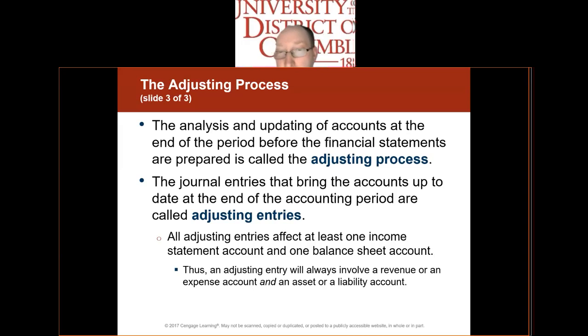The second entry that they make is an adjusting entry. The adjusting entry that they make is they will debit the prepaid insurance account and credit revenue to take it out of the prepaid and to put it into revenue. That's the adjusting entry that the insurance company makes. So, in effect, all adjusting entries affect at least one income statement account and one balance sheet account. That's why we call it adjusting entries.